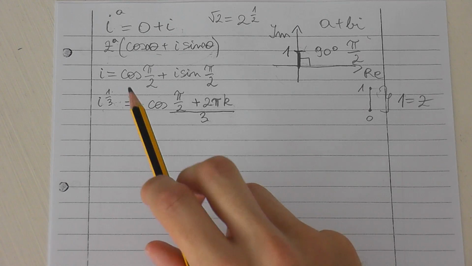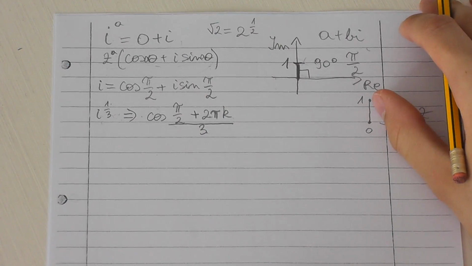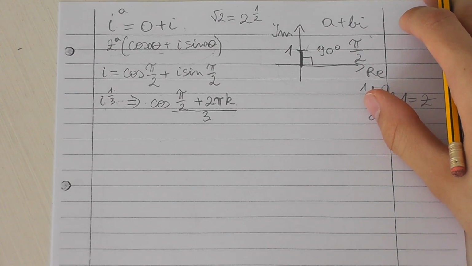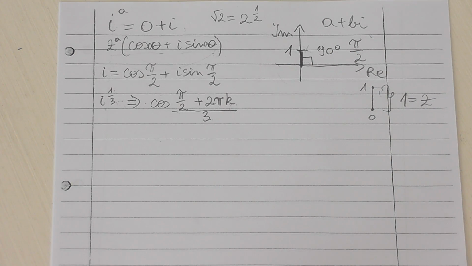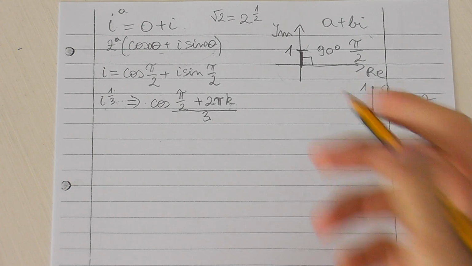What we're going to do now is, can you even see this? Yes, you can. We need to pick 3 consecutive integers that we need to plug into k to get 3 roots.